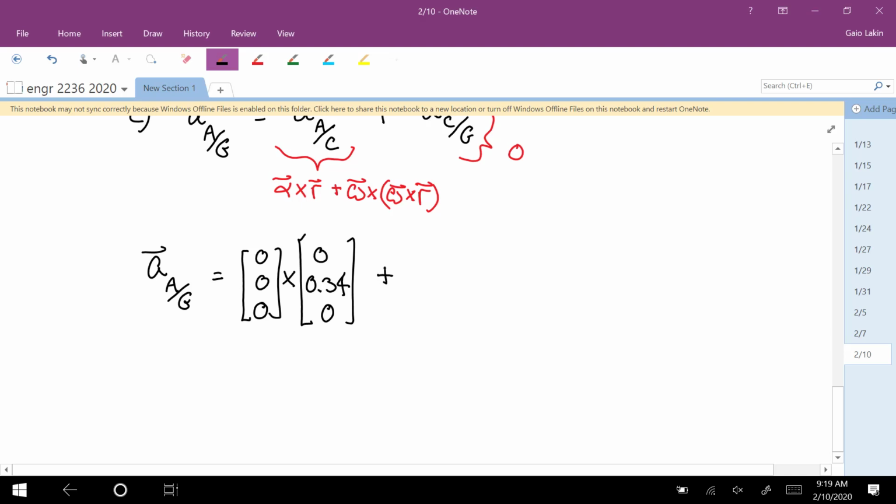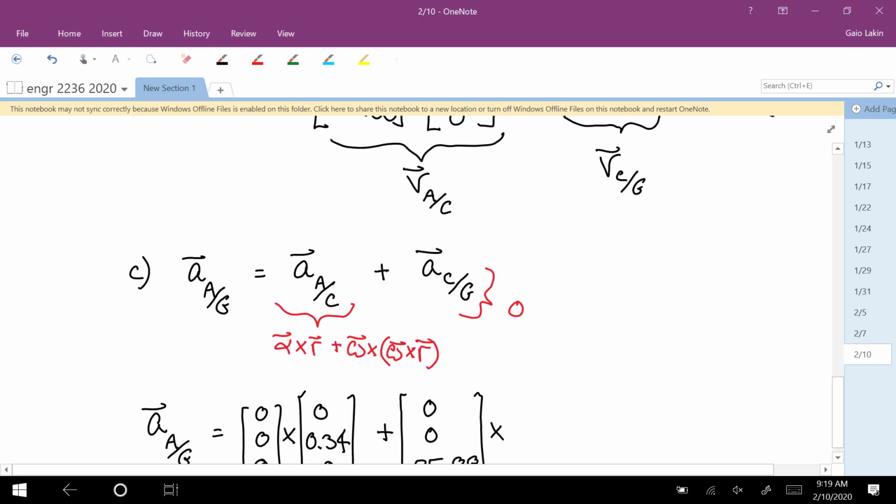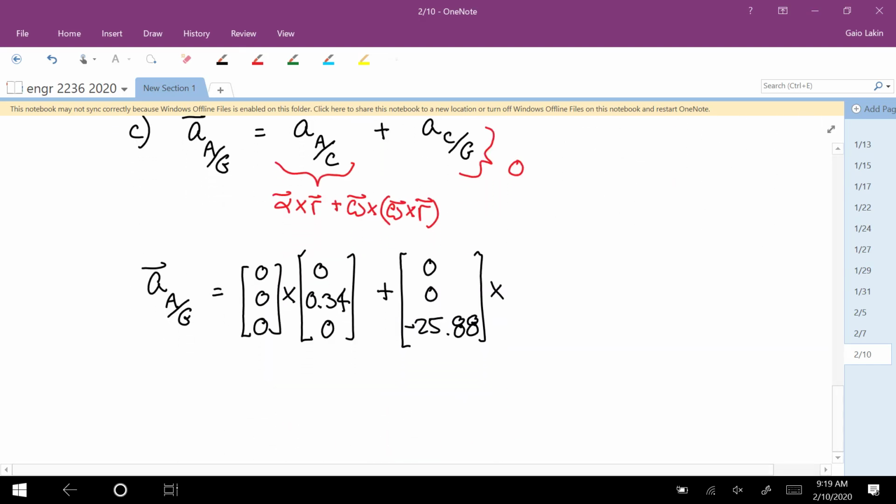And then you have zero, zero, negative 25.88. That was the angular velocity we got before. Crossed with the quantity 0, 0, negative 25.88, cross 0.340, and we already did that one in part A. So that comes out to be 8.8000. This is the tangential acceleration.